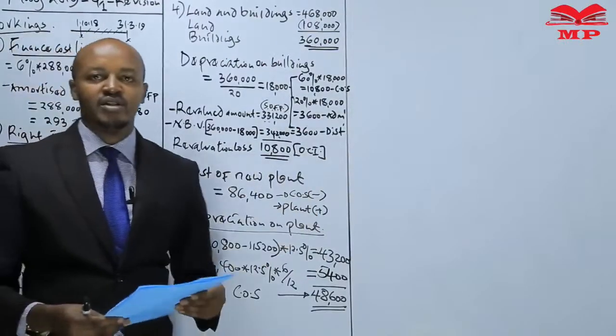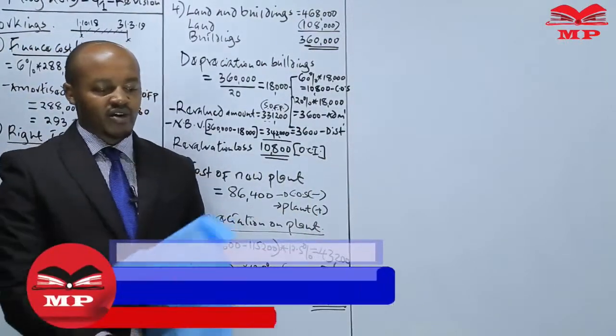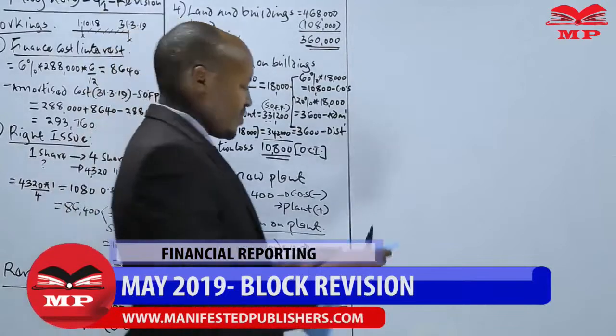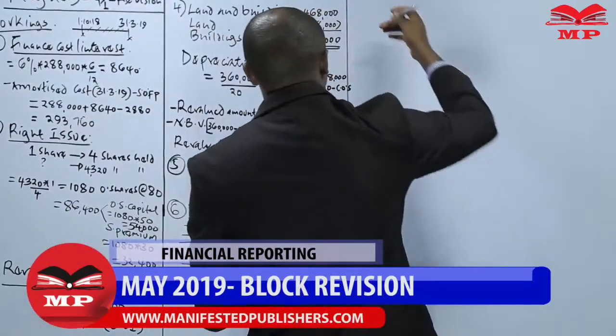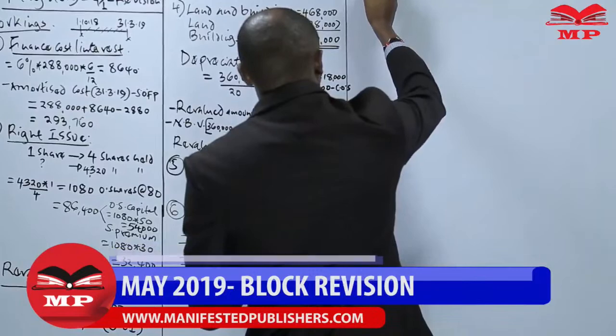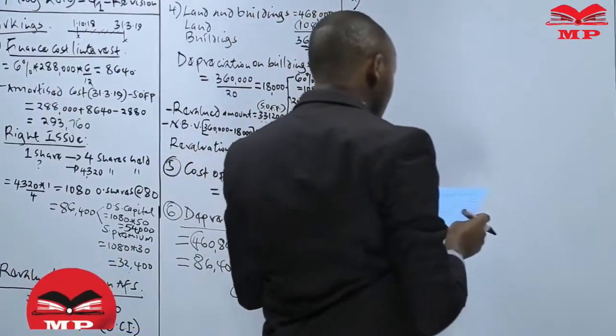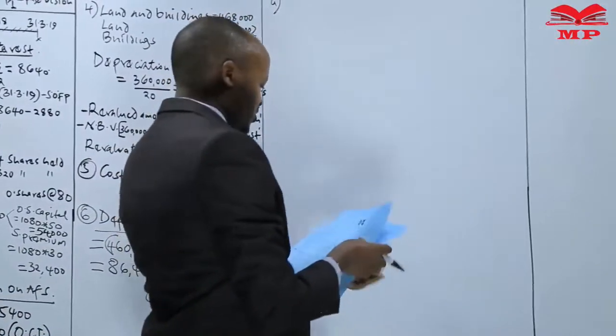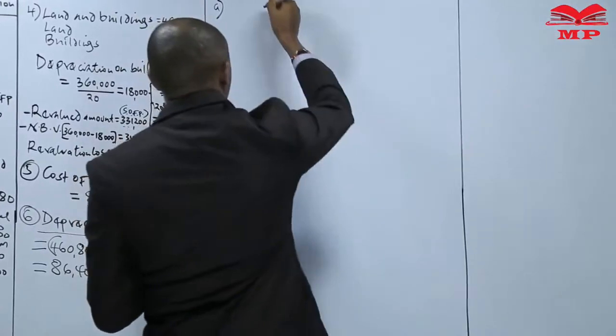I think now we can proceed and do what is required in part 1 and also part 2 of that question. So we start with part A. In part A of that question, we are required to prepare the statement of comprehensive income. So that means first of all, we need to have the title.